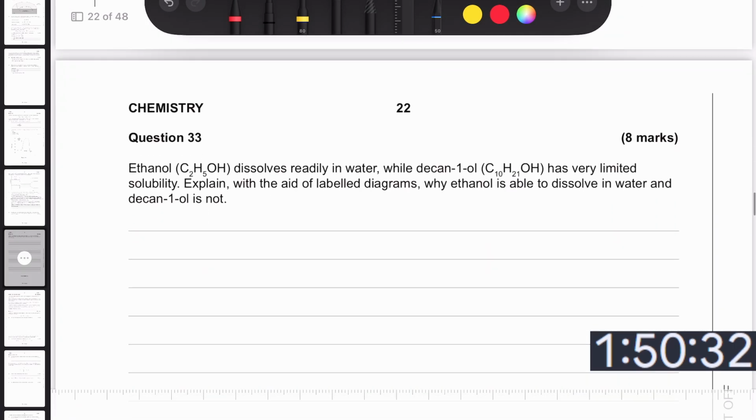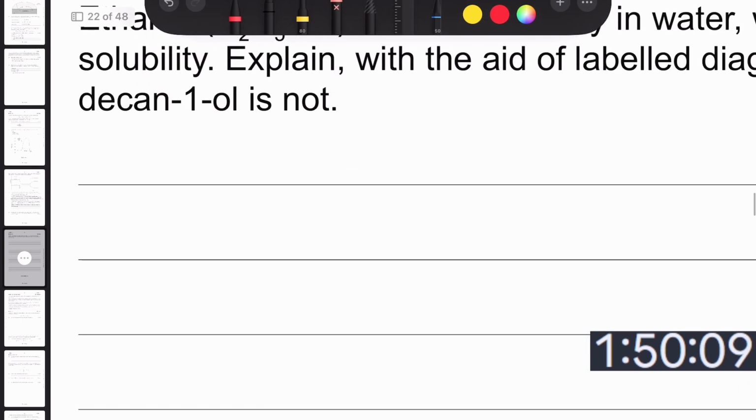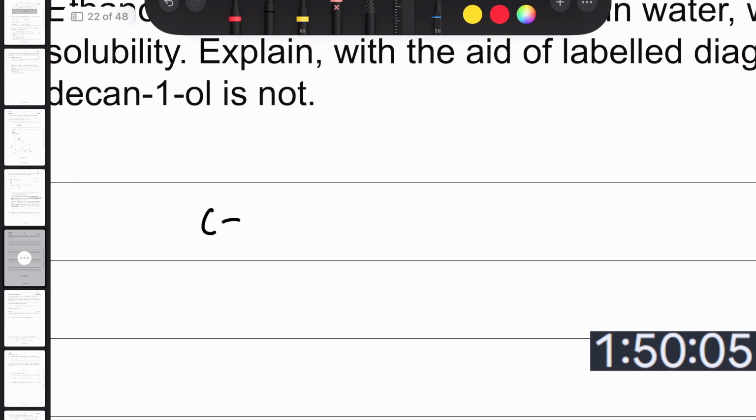Ethanol dissolves readily in water while decanol has very limited solubility. Explain, using layer diagrams, why ethanol is able to dissolve and decanol is not. Let's do the diagrams first. So let's say this is my CH2.